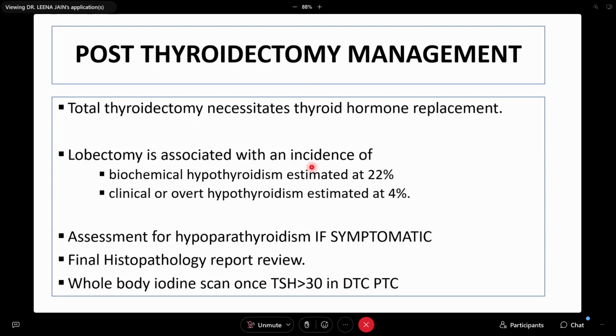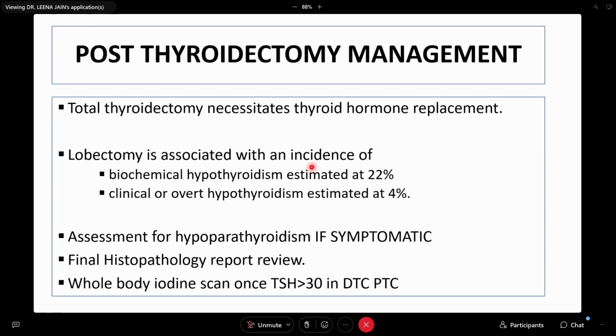Once you have done the lobectomy, there could be an associated incidence of biochemical hypothyroidism, and there could be overt hypothyroidism. So there are two types of hypothyroidism: either a biochemical hypothyroidism or an overt hypothyroidism. Okay. The incidence quoted in the literature is 22% biochemical hypothyroidism and 4% overt hypothyroidism.